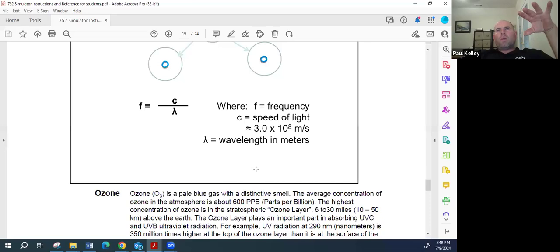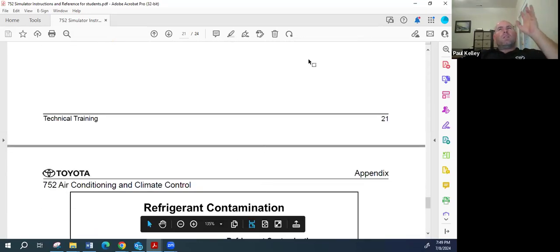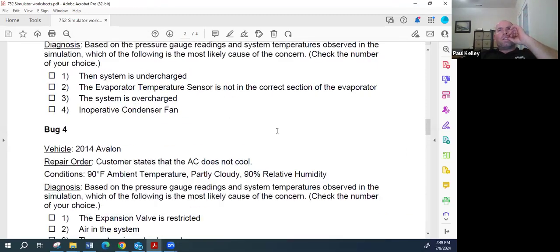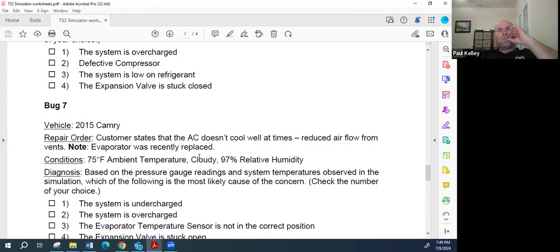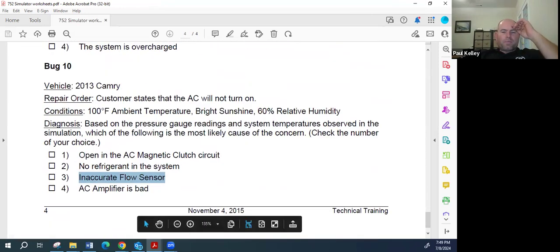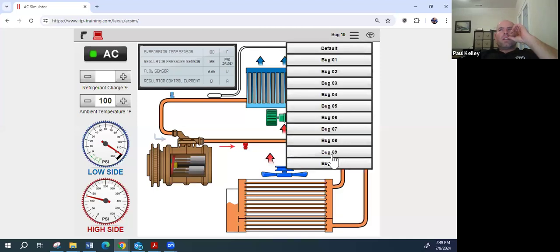So this is what I would do if this was my vehicle. If I didn't exactly know, but I had another vehicle there, I'd jump in and I'd say, well, let me check this other car.